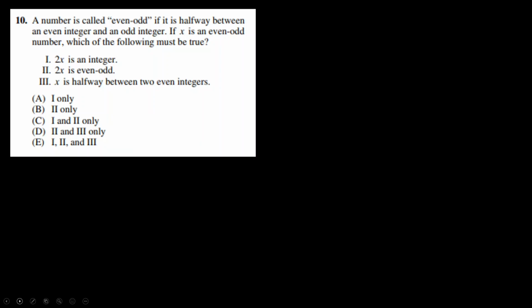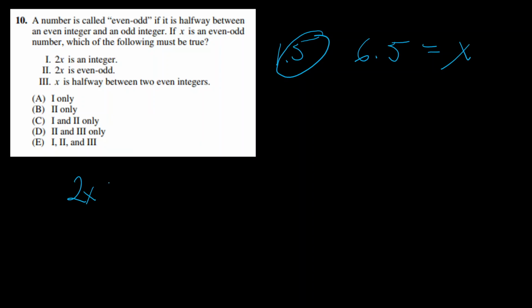A number is called even-odd if it is halfway between an even integer and an odd integer. If x is an even-odd number, which of the following must be true? So if it's halfway between an even and an odd integer, we know it's going to be something like 1.5, or it could be 6.5. All we know is that it ends in 0.5, and that value is x. So if 2 times x is an integer, well, if x ends in 0.5, multiply it by 2, we get 1. So the decimal is going to go away.